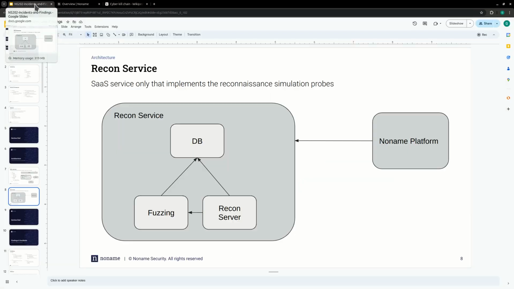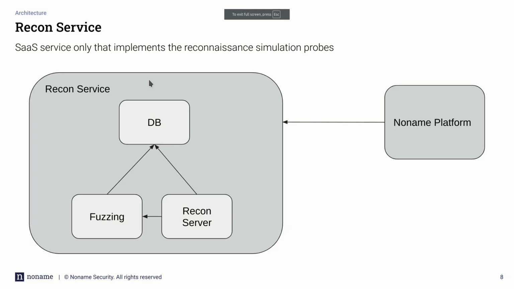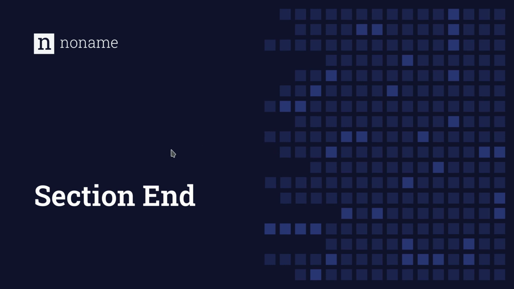Alrighty, back to the slides. So this is your recon service. We're going to talk a little bit more in the next section, and then finally in one of the final sections when we'll specifically talk about the recon findings. All right. And with this, we completed the second section of our class, talking about architecture and the different components that are responsible for identifying findings and incidents.